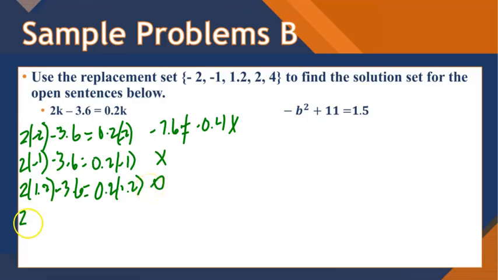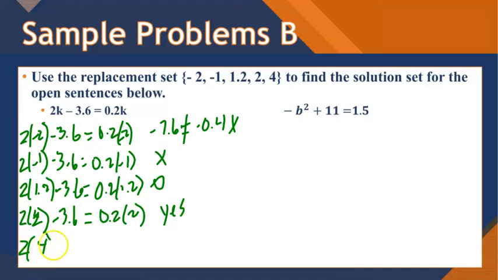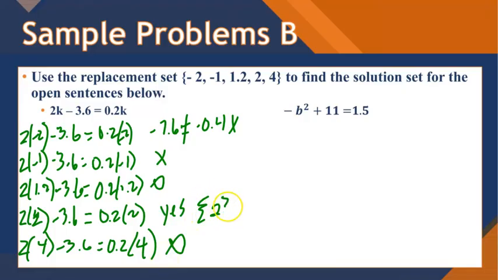And let's try 2. 2 times 2 is 4, minus 3.6 would give us 0.4, and 0.2 times 2 would give you 0.4. Yes, that works. And then if I did 2 times 4, which is 8, minus 3.6, so 8 minus 3.6 would be 4.4. And over on the other side, 0.2 times 4 would give us 0.8. No, that doesn't work. So the only solution here would be 2.